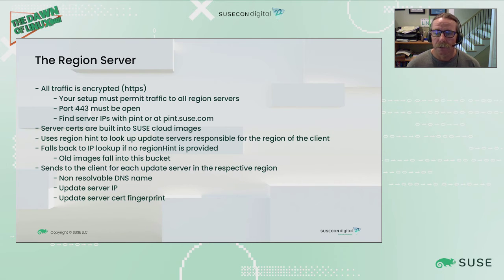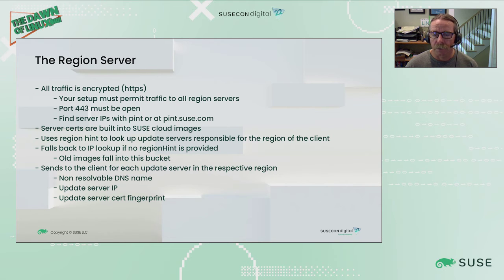Okay. As mentioned previously, the client sends a region hint. That region hint is used by the region server to look up what update server information should be sent back to the client. If the region hint is not available, or it is a region that is not yet known to the region server, then we fall back to IP lookup.